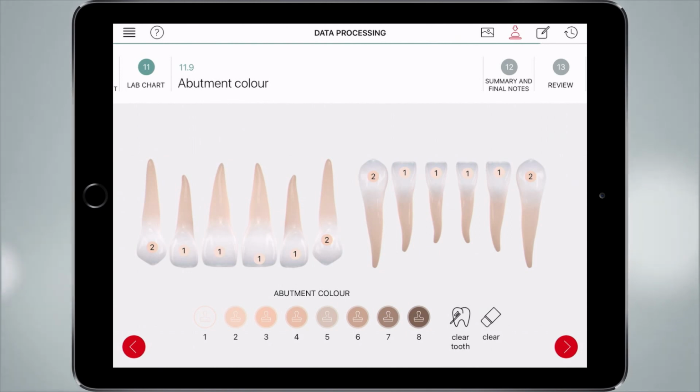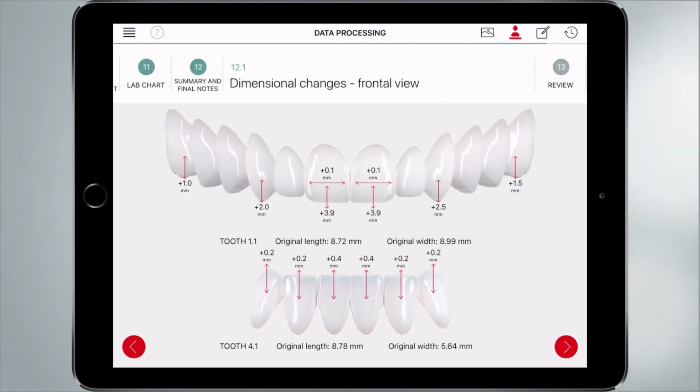So now we move from 11.9 to 12, in which we can see the summary of all the modifications we made on our planning, thanks to the help of the GETApp. So we can see all this value is a summary of what we have decided together with the GETApp. We have the frontal view.